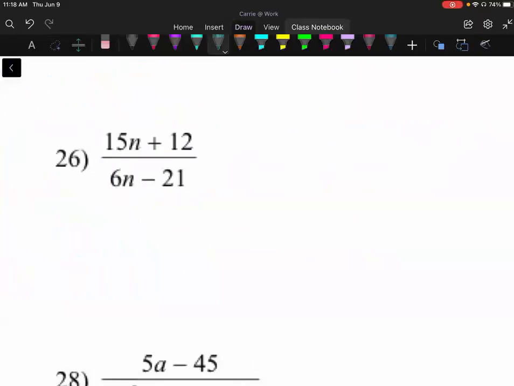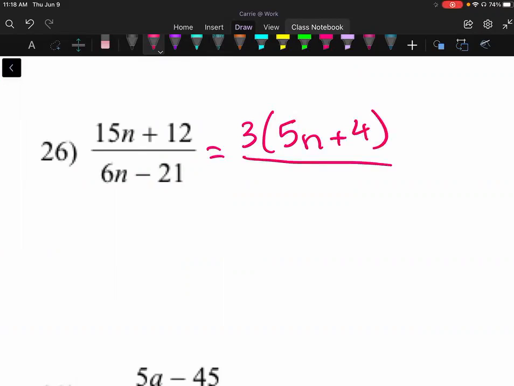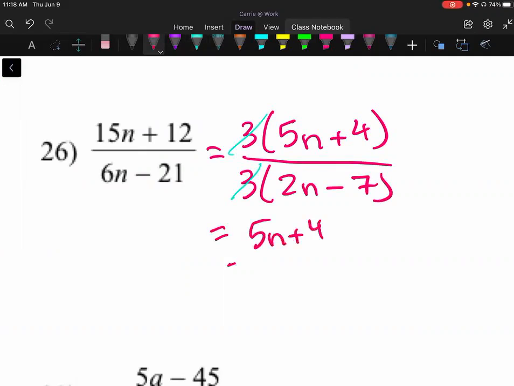All right, continuing. We're going to see if we can pull anything out of the top. 5 and 12 both divisible by 3. We're gonna be left over with 5n plus 4. And 6 and 21 are also divisible by 3. We'll be left over with 2n minus 7. The 3's are going to go away, and we'll be left with our final answer, 5n plus 4 over 2n minus 7.